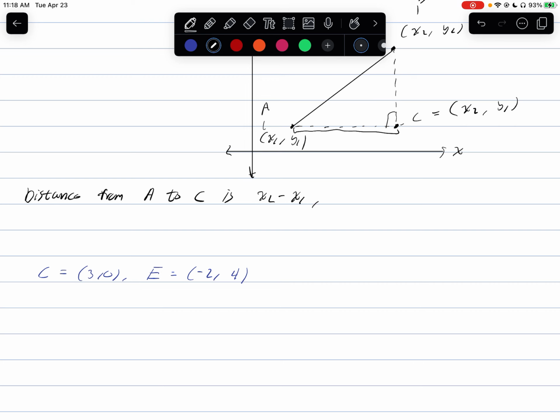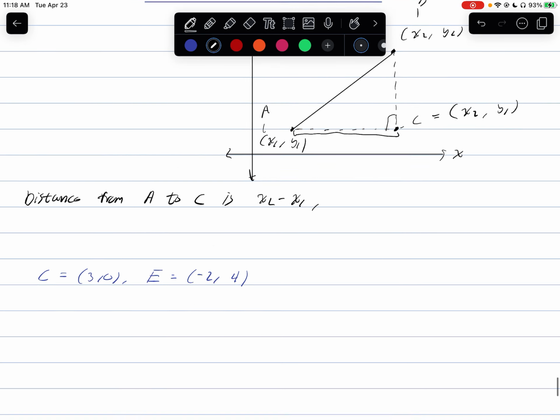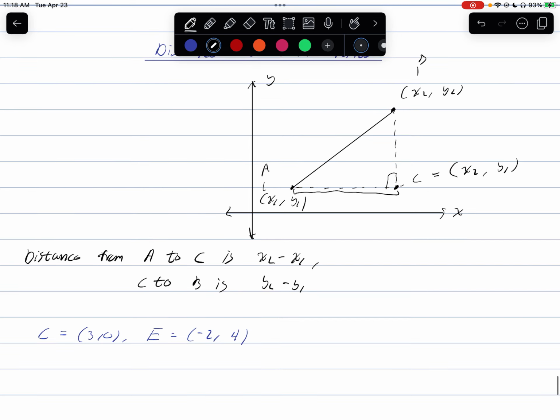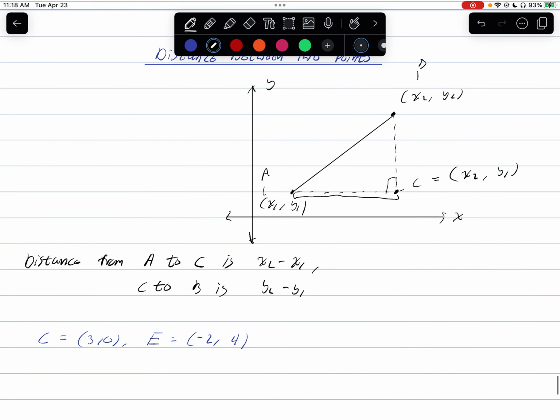And then if we want to find the distance from point C to point B, C to B is going to be given by y2 minus y1. So we could label this side from B to C as y2 minus y1. That represents our side length here, and we can label A to C as x2 minus x1. That's going to be the distance here.